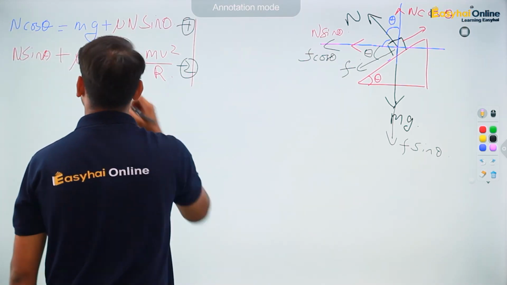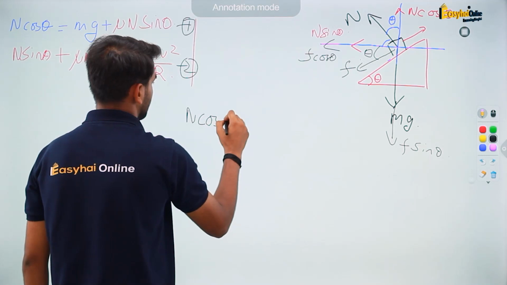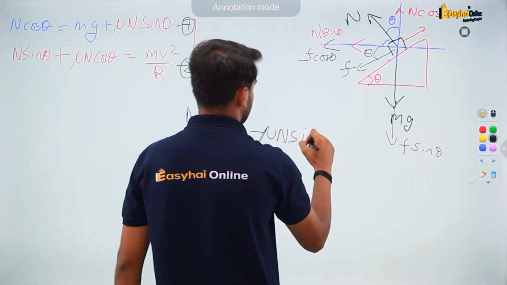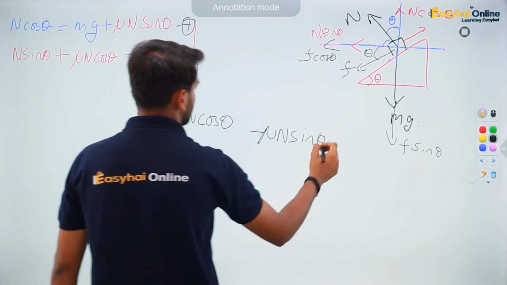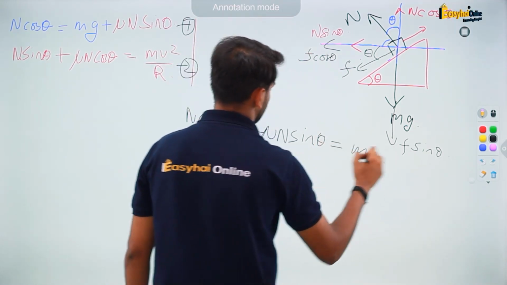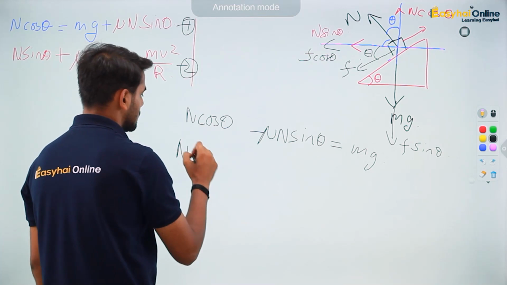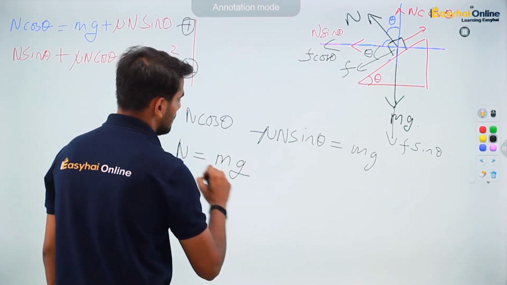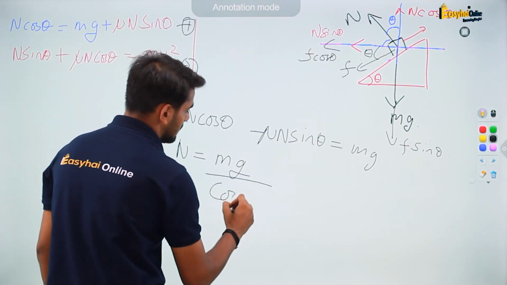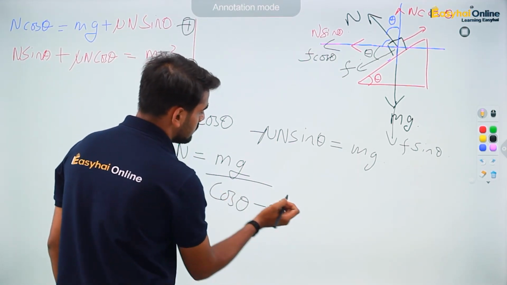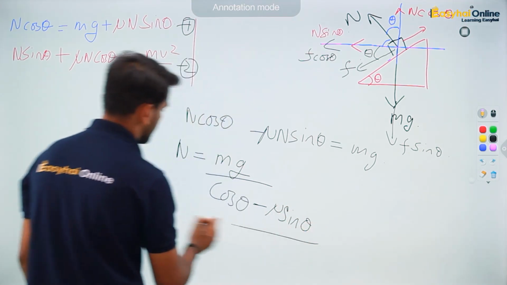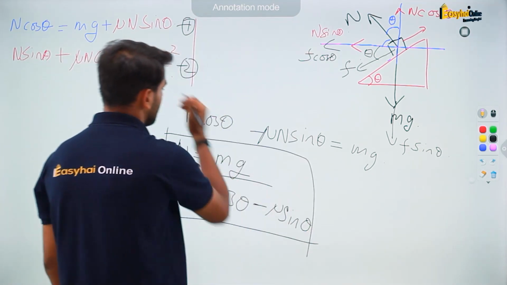Let me just replace this like this: N cos theta minus mu N sin theta is going to be equal to mg. Let me take N common. So N, if it is taken common, is going to be equal to mg divided by cos theta minus mu sin theta. So this is the value of N that we get.